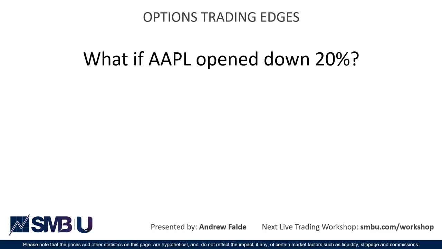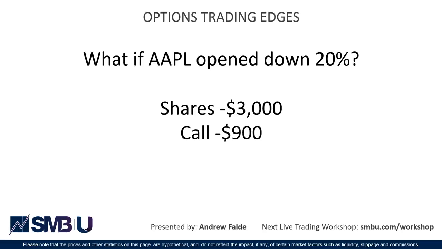So as an example of risk, though, let's look at the tail risk here. What if Apple opened down the next day for a 20% sell-off? So gap down 20%, either the whole market sells off overnight or bad news comes out for Apple. But either way, let's just look at a scenario of down 20%. The stock position could lose $3,000 on a 20% gap down. The call would only lose $900.